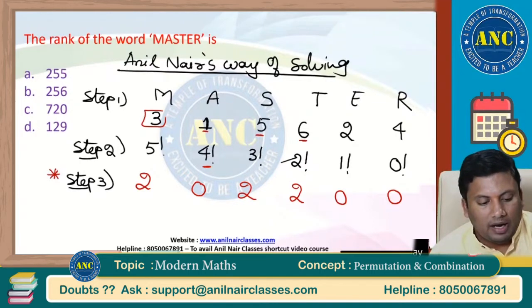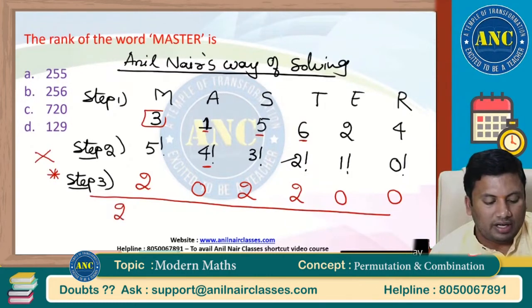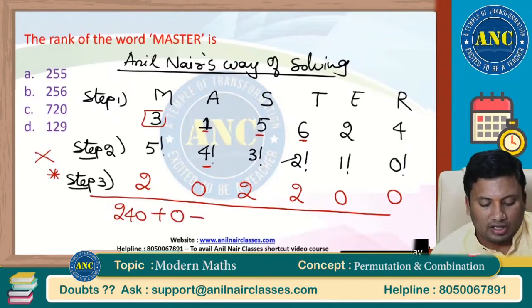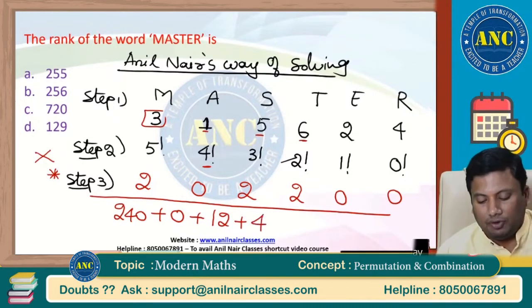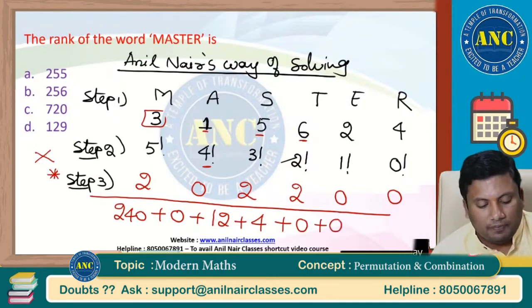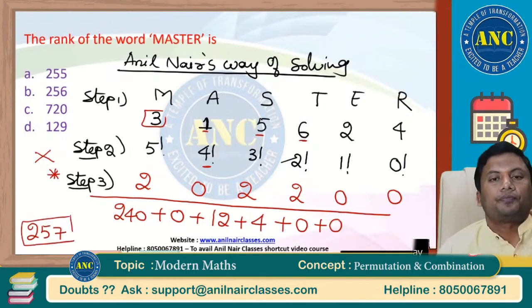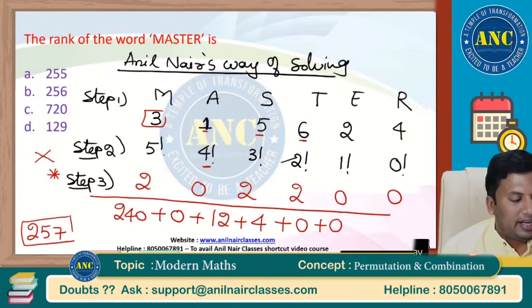Multiply step number 2 and 3. 5 factorial, 120, times 2 is 240. 24 times 0 is 0. 6 times 2 is 12. 2 times 2 is nothing but 4. 1 times 0 is 0. 1 times 0 is 0. The sum is 256. Add 1 to the final answer. Answer is nothing but 257. I hope the idea is clear.